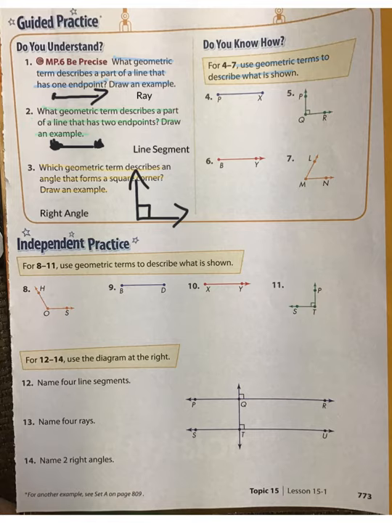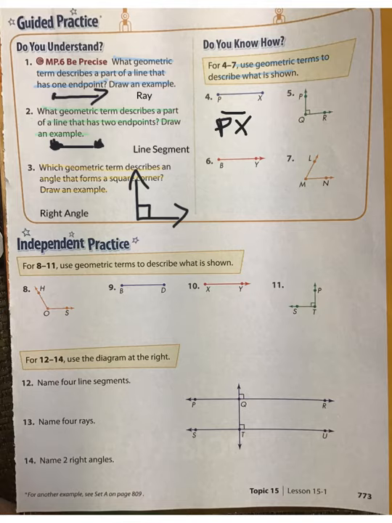Number 4 is a line segment. So we are just going to label it based on the definitions from page 772. You draw a little line segment, and then we just put PX underneath it. So that just basically says line segment PX.